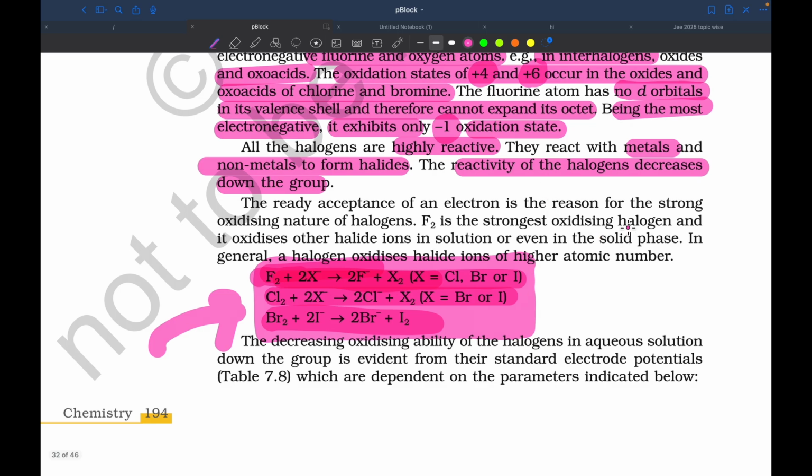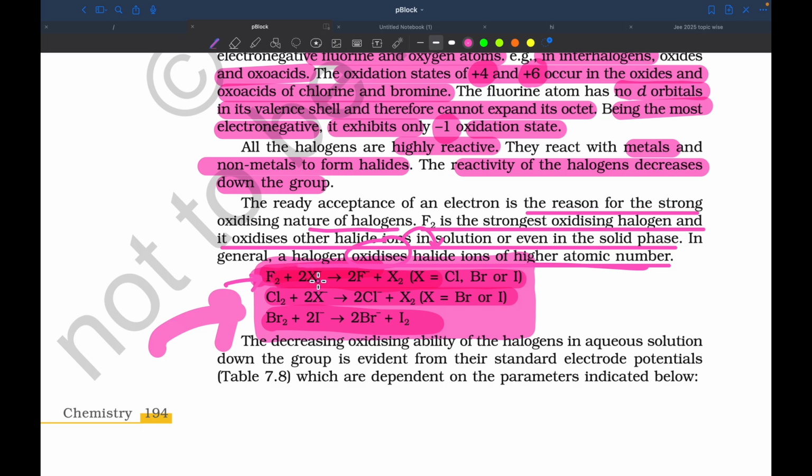The ready acceptance of an electron is the reason for the strong oxidizing nature of halogens. Fluorine is the strongest oxidizing agent among halogens, not only halogens but in the whole periodic table. It oxidizes other halide ions in solution and even in the solid phase. In general, a halogen oxidizes halide ions of higher atomic number. So fluorine can oxidize X minus, chlorine can oxidize X minus.